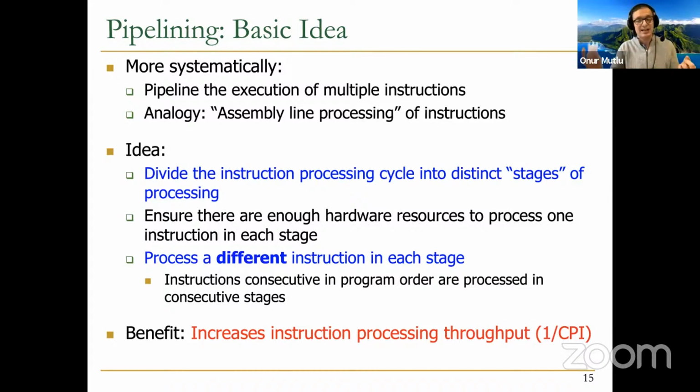Every cycle, you put one instruction into the pipeline, and every cycle, you get one instruction out of the pipeline. So ideally, your instructions per cycle should be one. And on average, your cycles per instruction, because of that, should be one as well. So from a throughput perspective, I'm finishing one instruction per cycle. That's ideal. Now, latency is a different issue.